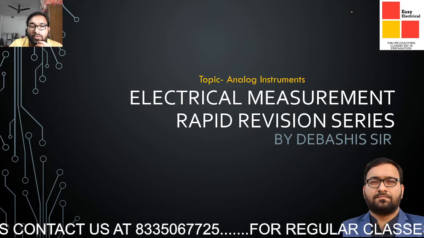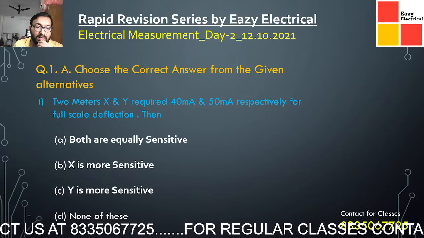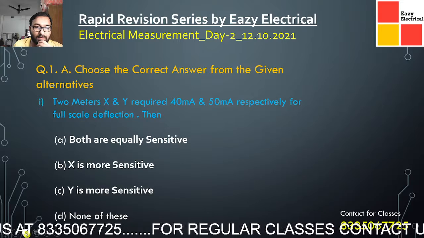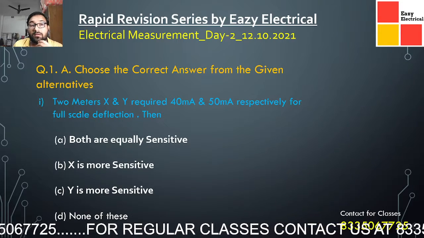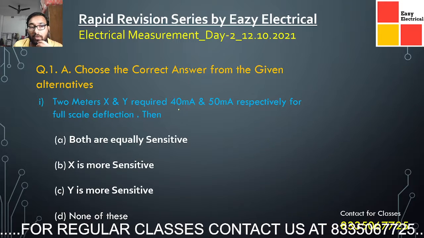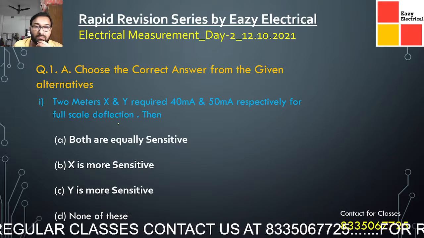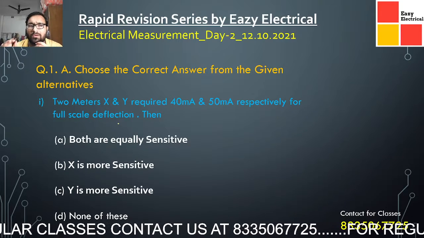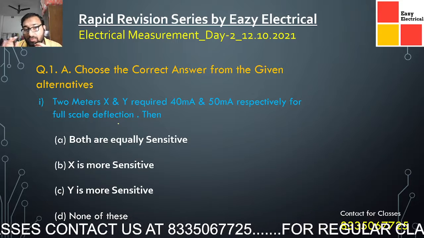Now, today's topic is our electrical measurement part. In this part, the first question we are taking is: the two meters X and Y require 40 milliampere and 50 milliampere respectively for the full scale deflection. Which meter is more sensitive?